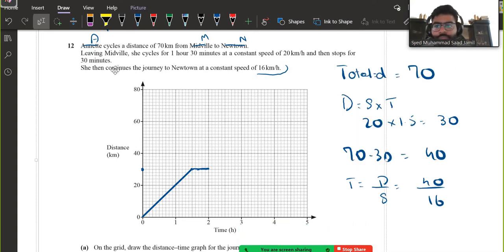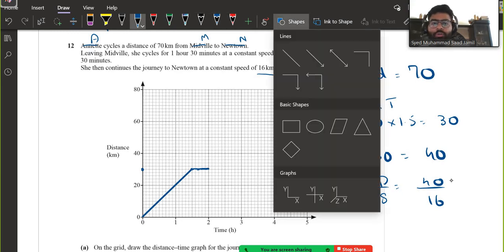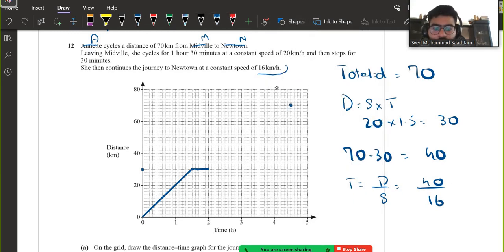Okay? So we are already standing at 2, and 2 plus 2.5 means 4.5 hours. So she completed the 70 kilometer journey. This is 70, in a total of 4.5 hours. So I just sketch a line from here, and that's how your graph is done.